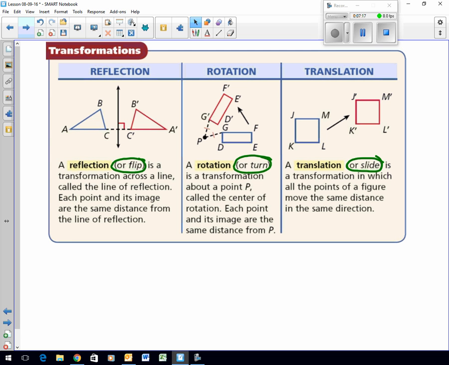Let's make sure we got a trigger word down. I say reflection, you say the trigger word. Reflection. Trigger word.